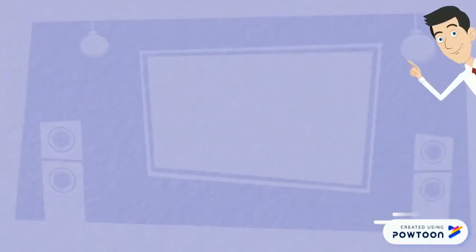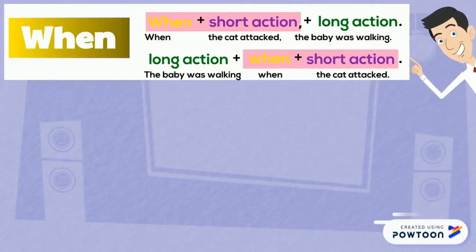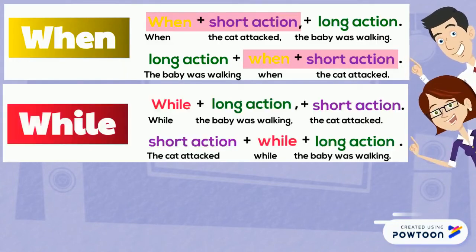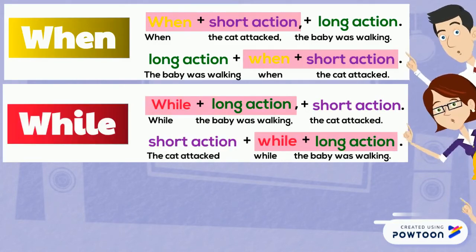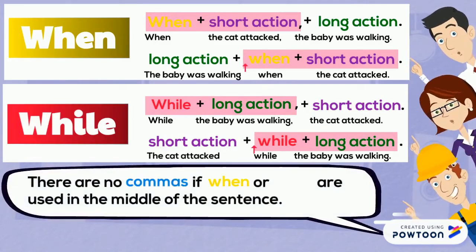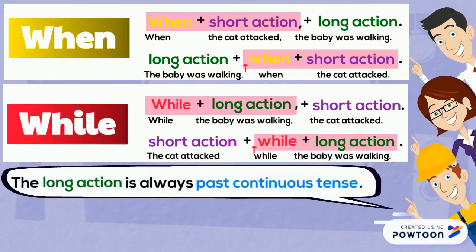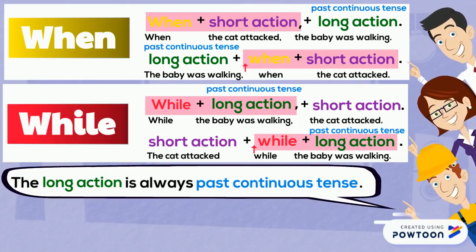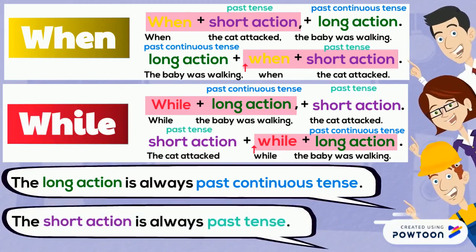Let's review. For when, always put the short action after when. For while, always put the long action after while. There are no commas if when or while are used in the middle of the sentence. Remember, the long action is always past continuous tense, and the short action is always past tense.